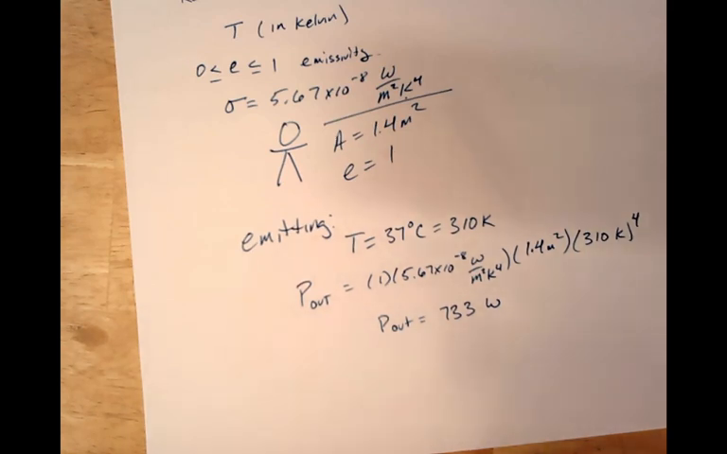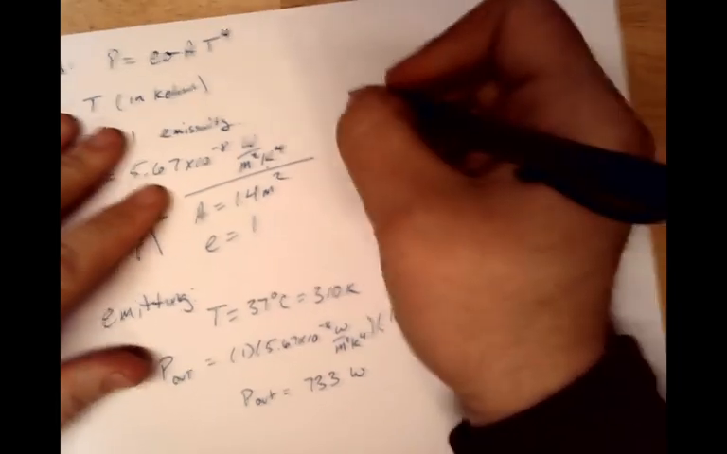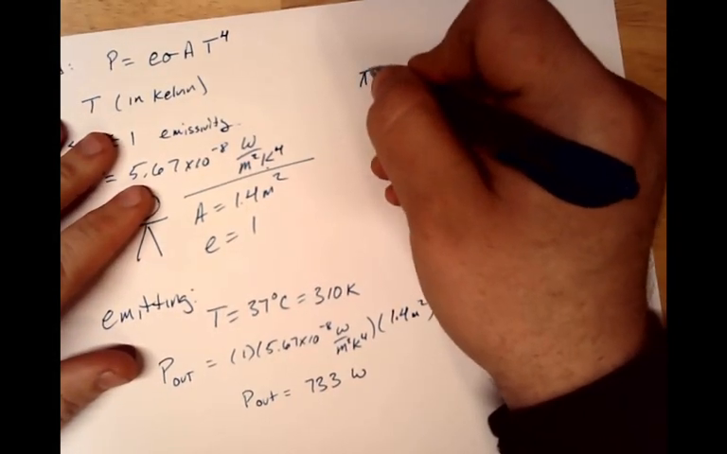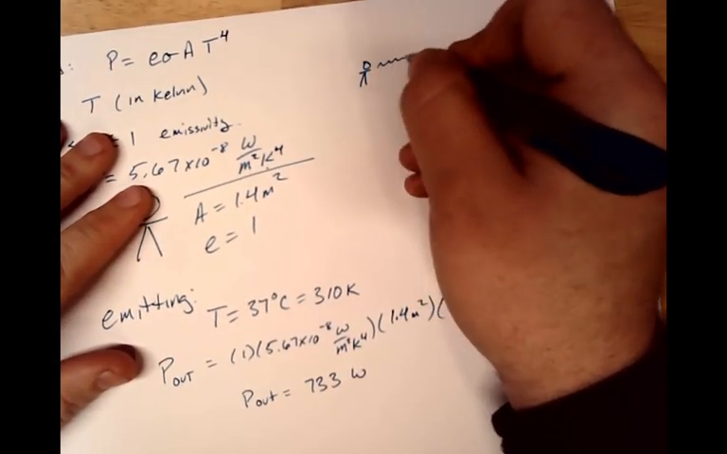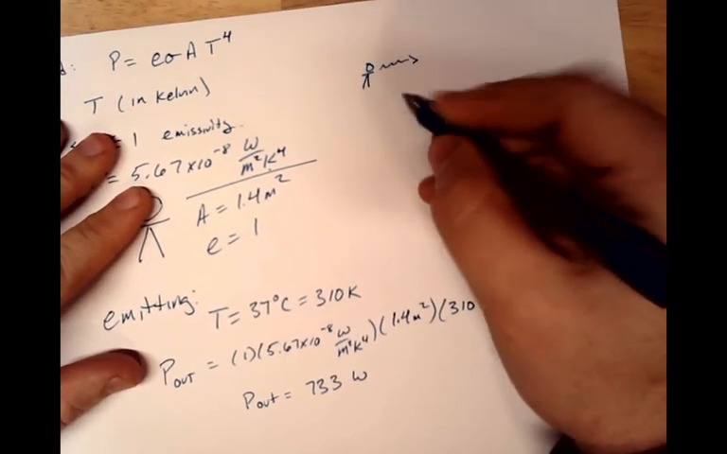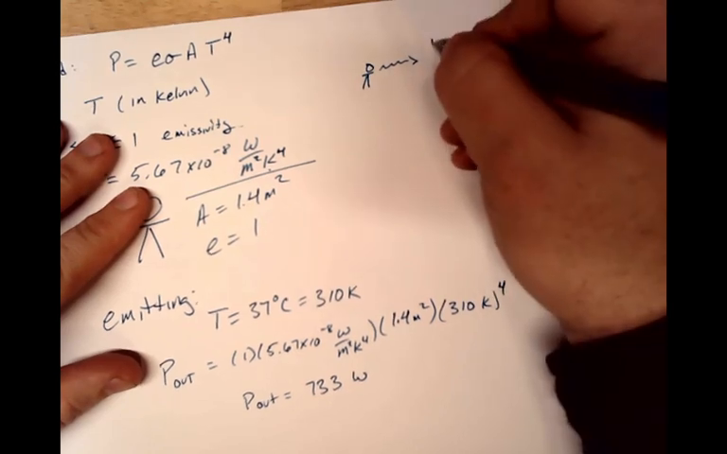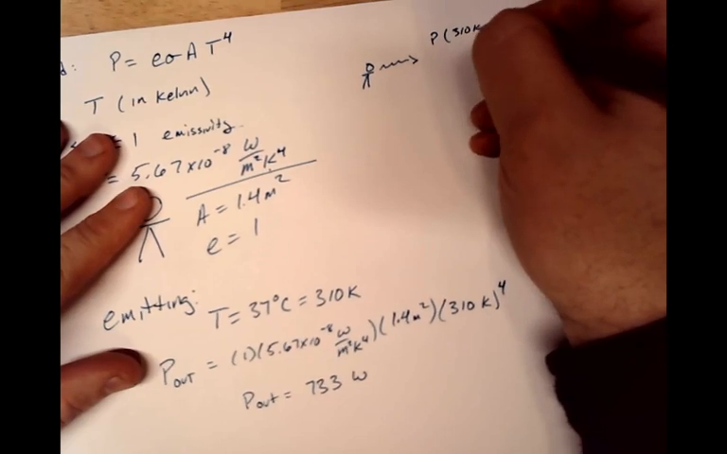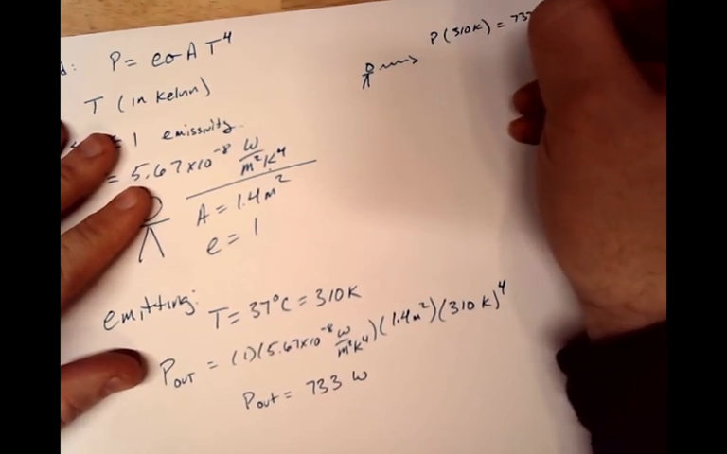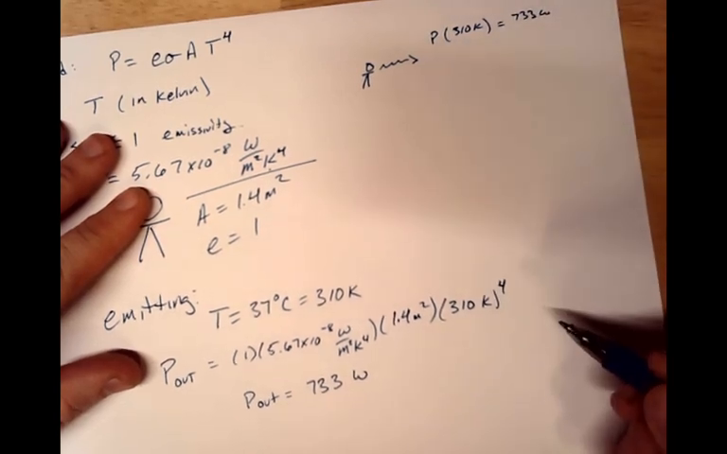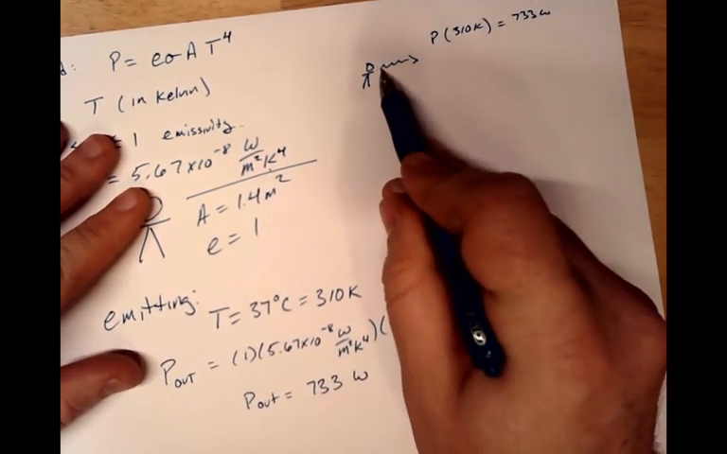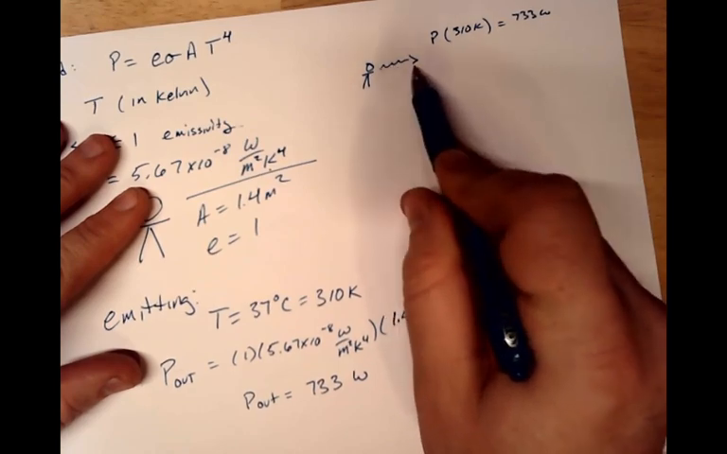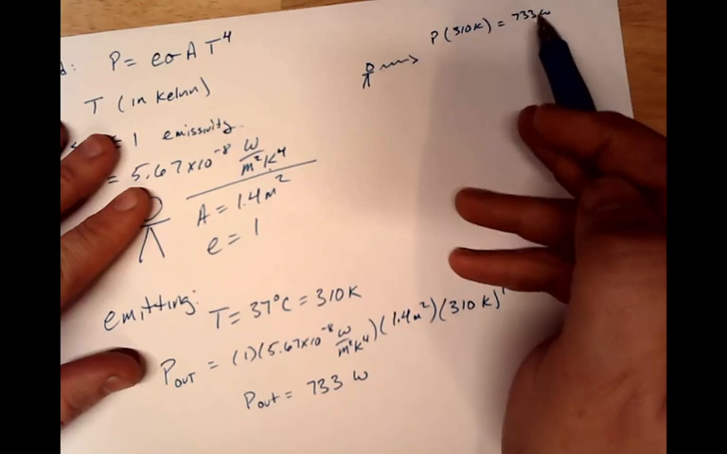Now, going the other way, we're absorbing. So here's our person, and they're emitting light. Then this power is a function of being at 310 Kelvin. That's 733 watts. The power that's radiated is always based on the temperature of the radiator.